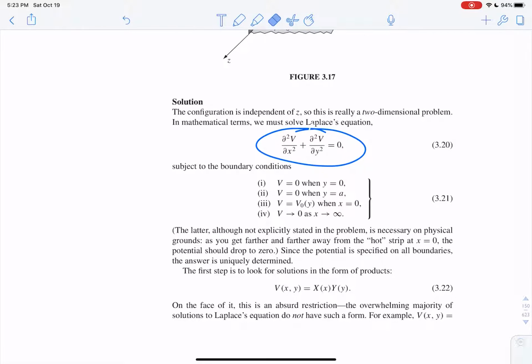Okay, so in order to solve this, we need to look for a function that, if we take the second derivative with respect to x and with respect to y, the sum is equal to 0. Basically, this is equal and opposite to that. That's what this equation is telling you. The rate of change in x is equal and opposite to the rate of change in y, and you need that to be the case because you can't have any minima or maxima. So if it goes down in x, it better go up in y, and so on.